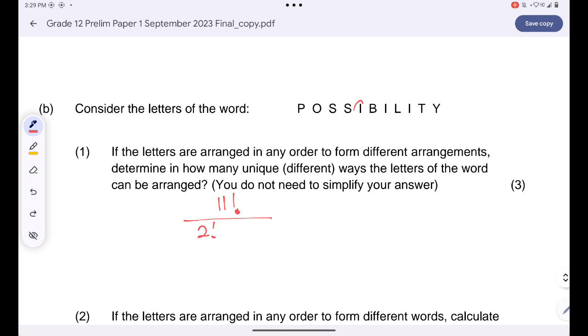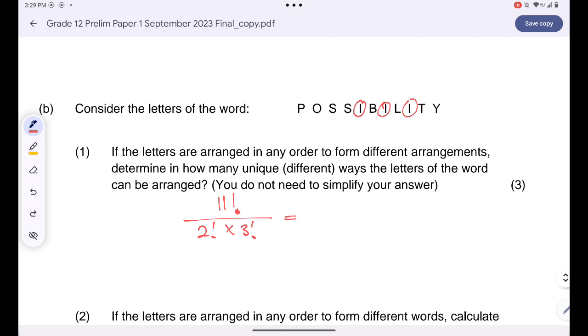And then I have 3 I's together, so I'm going to divide by 3 factorial. I'll always divide by the identical elements, guys. So the total number of ways, we can leave it like this, guys, because they said you don't need to simplify. But if you want to, you can simply punch your calculator.